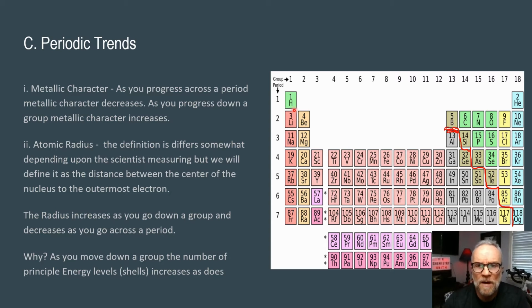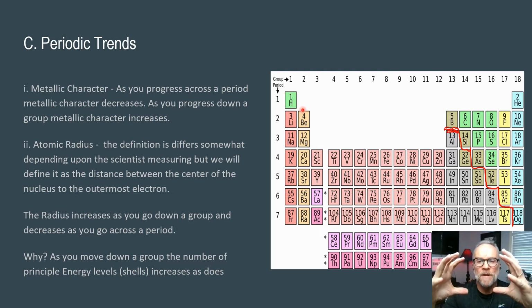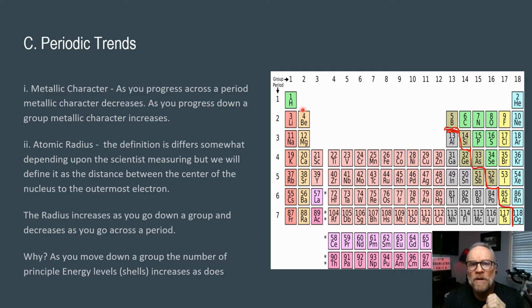And that is because as you move down groups, you get larger and larger shells or energy levels. The size of the electron cloud, the shell, gets progressively bigger as you go down. Remember when we talked about principal energy levels being the size of the electron cloud. And so as you go down the group, or as you go down the family, the size of the shells gets larger and larger, and so the electrons get further and further away from the nucleus.